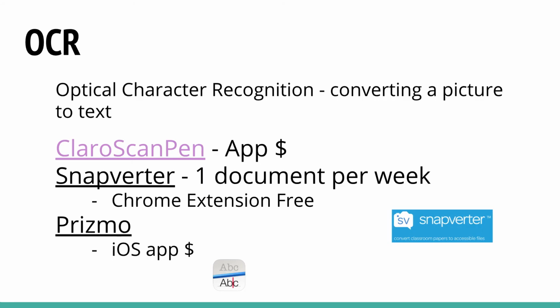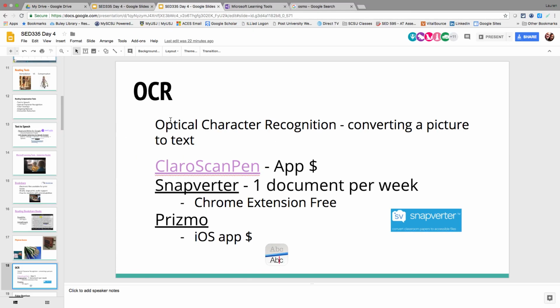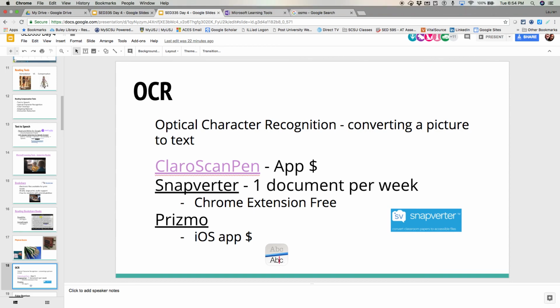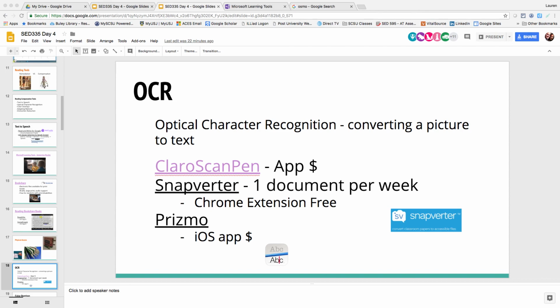So OCR, again, will convert any picture to text. So Claro Scan Pen is one of my favorites. So I want to show you what that one looks like.